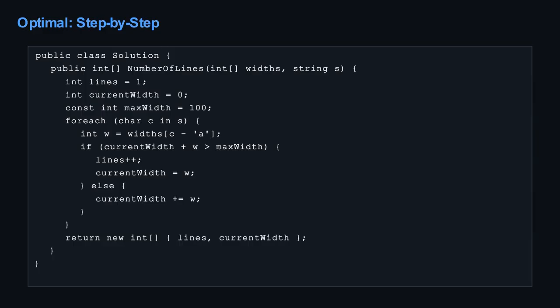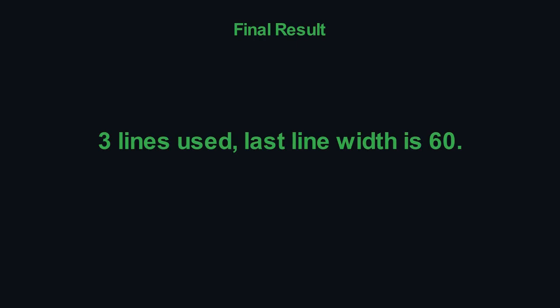Our final line count is 3, and our final current width is 60. And there's our final result. The algorithm tells us we need 3 lines to write the string, and the last line uses exactly 60 units of width. This is correct because the first line held 10 letters, the second line held 10 letters, and the remaining 6 letters fit on the third line.